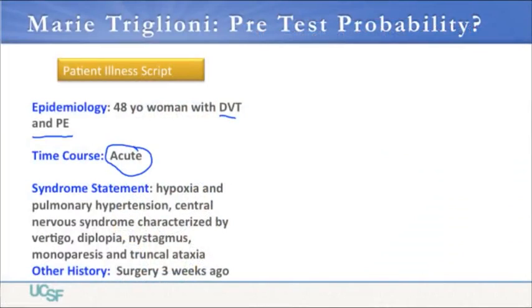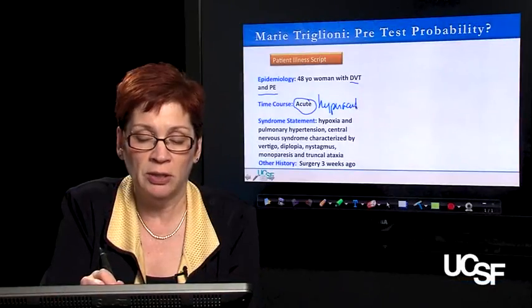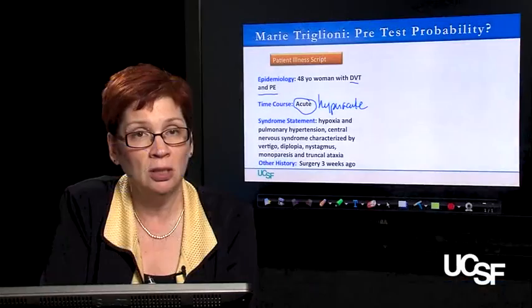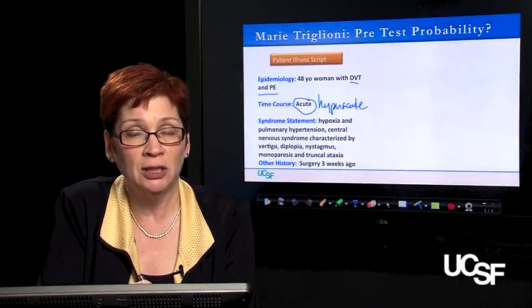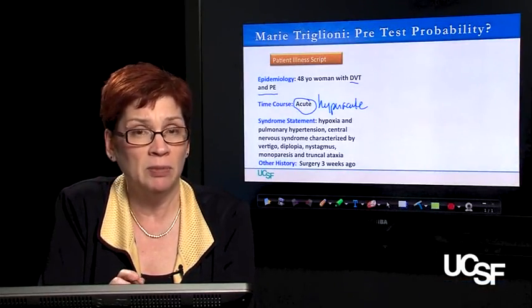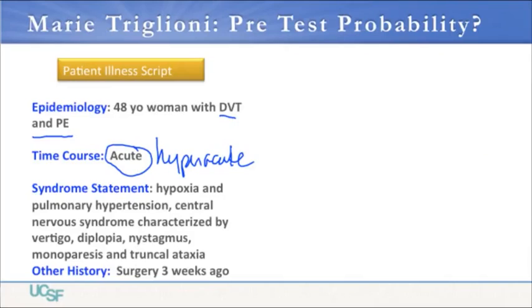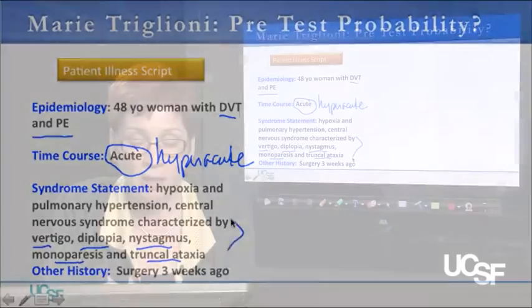Time course we've described as acute. Some people might even call it hyperacute. She was fine one minute and the next minute she wasn't. And then a syndrome statement, hypoxia and pulmonary hypertension. So if you're thinking physiologically to disease-based illness scripts, that might be giving you a clue as to what might be going on. And a central nervous system syndrome characterized by vertigo, diplopia, nystagmus, monoparesis, and truncal ataxia.